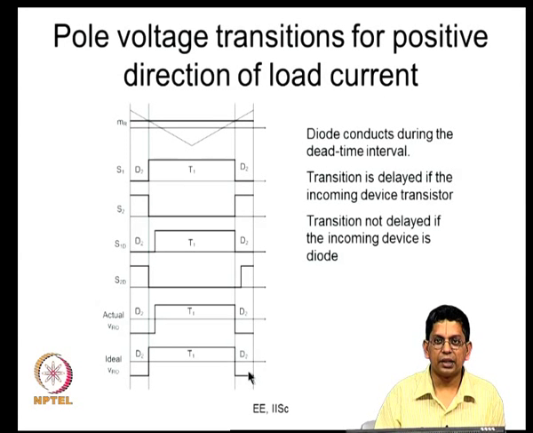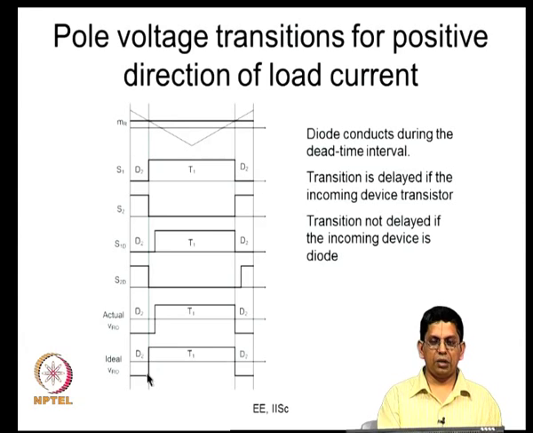So, you see that dead time is affecting what? It is affecting the transitions in the pole voltages, it is shifting them. What would have been here has shifted here, though in this case it is not affecting that, alright. So, there is actually an error between these two, this is what we will see in a short while from now. This is when you consider the positive direction of load current.